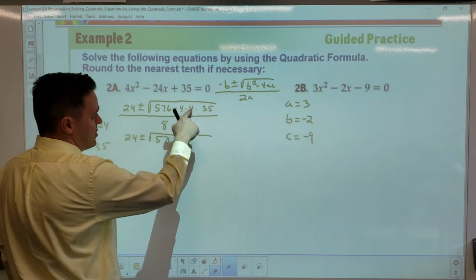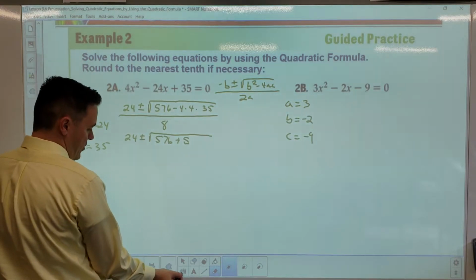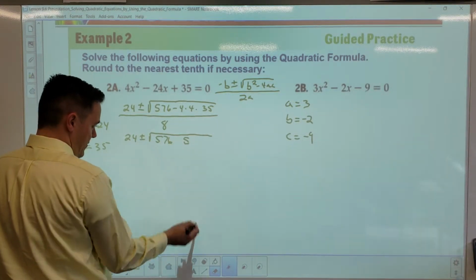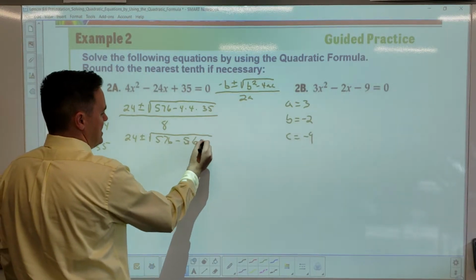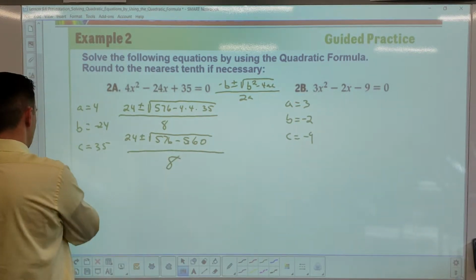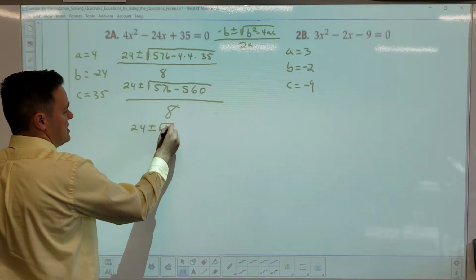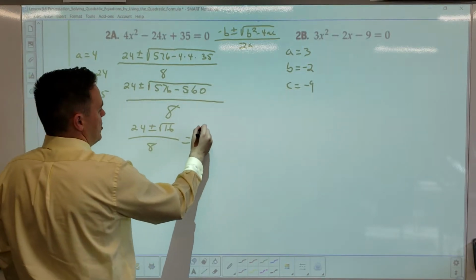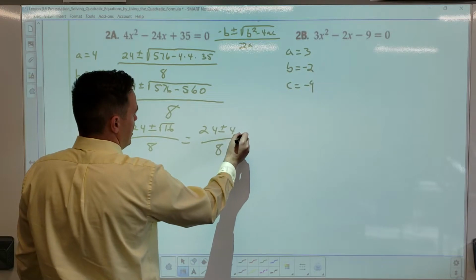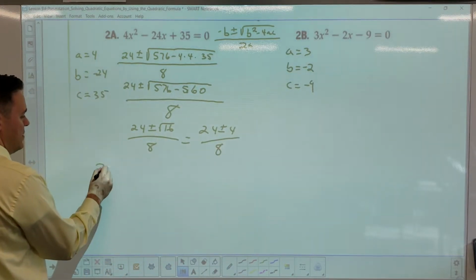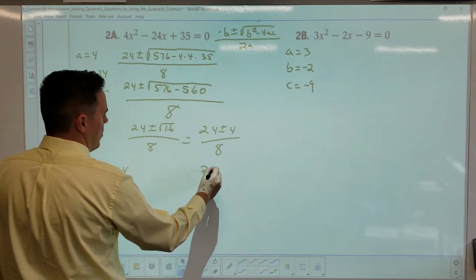So I know if I take 4 times 4 is negative 16, multiply by 35, you're going to get 576 minus 560 all over 8. So you would have 24 plus or minus the square root of 16 over 8. You go 24 plus or minus 4 over 8, and then you split the equation.